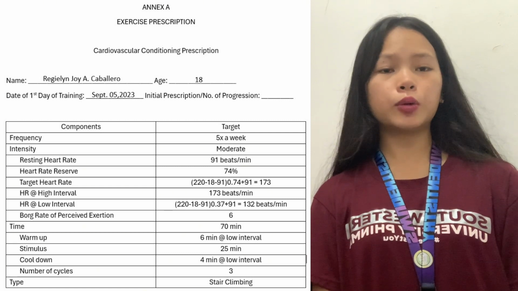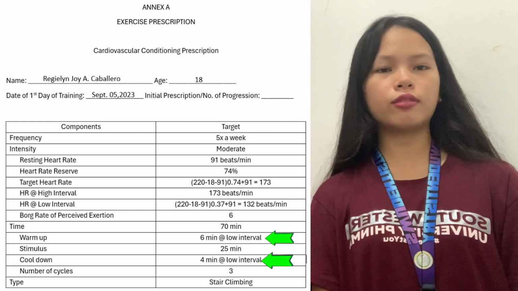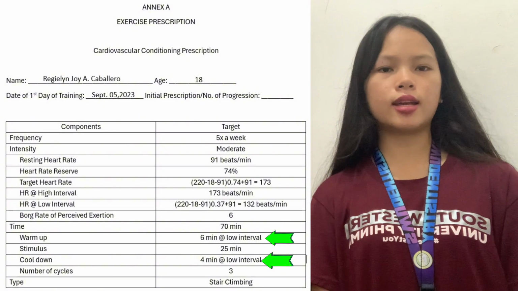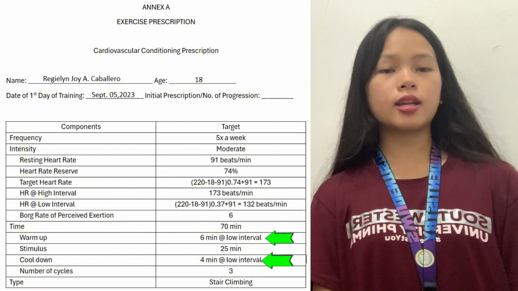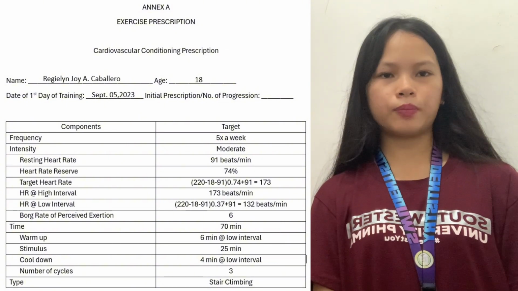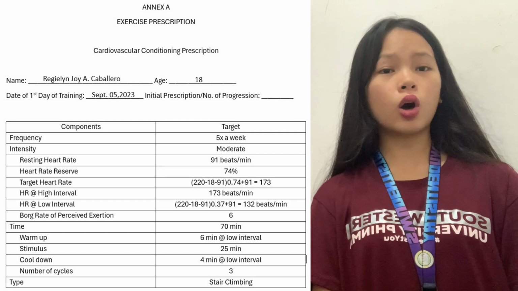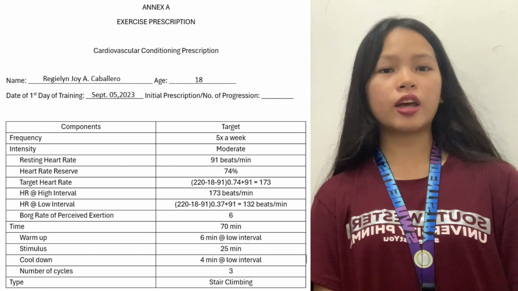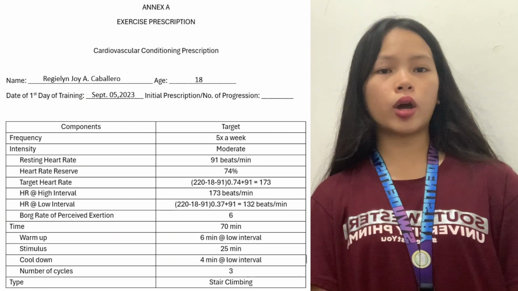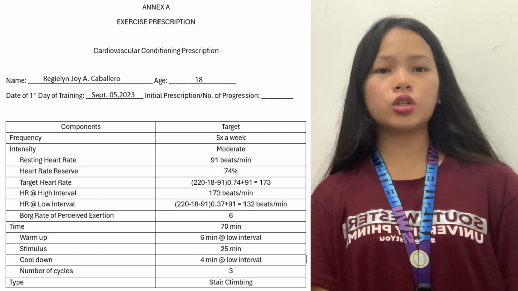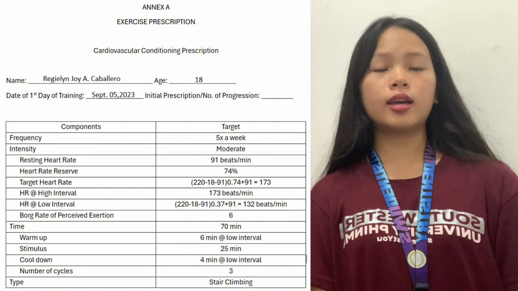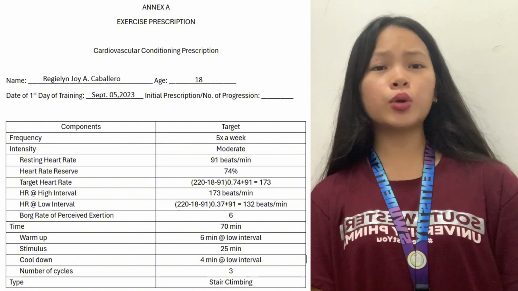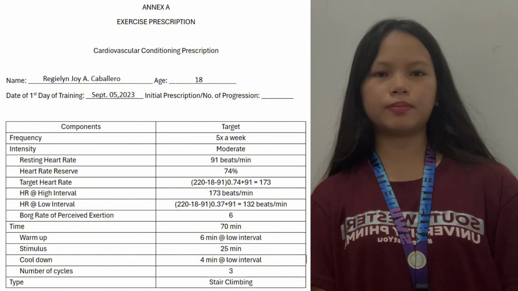For warm-up and cool-down, the low interval there is constant. It is low interval because it is only warm-up and cool-down. It's your choice how long you will do your warm-up and cool-down. Then for your stimulus, it is when you're going to perform your chosen cardiovascular exercise. It's up to you how long you're going to do it.